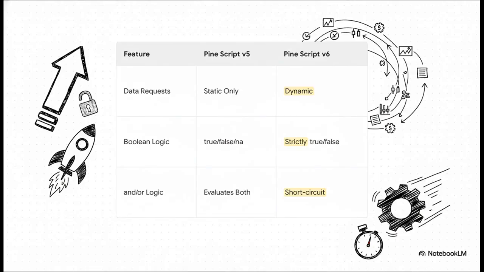Now, version 6, this is a massive leap forward. It makes your scripts way faster, more reliable, but the real game changer is this thing called dynamic requests. This feature lets your indicator analyze a whole list of stocks or cryptos at once, not just one you've hard-coded in. That is a huge upgrade in power.